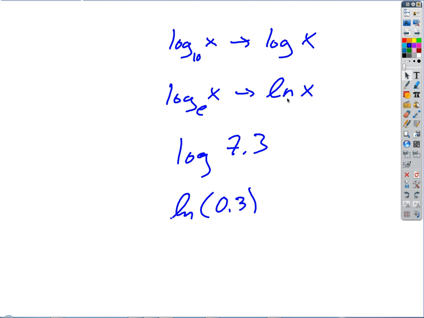Okay, so we write log base e as natural log, ln. That always means the base is e. If it's a base 10 log, well, that's another really common one because we have a base 10 number system that we use.